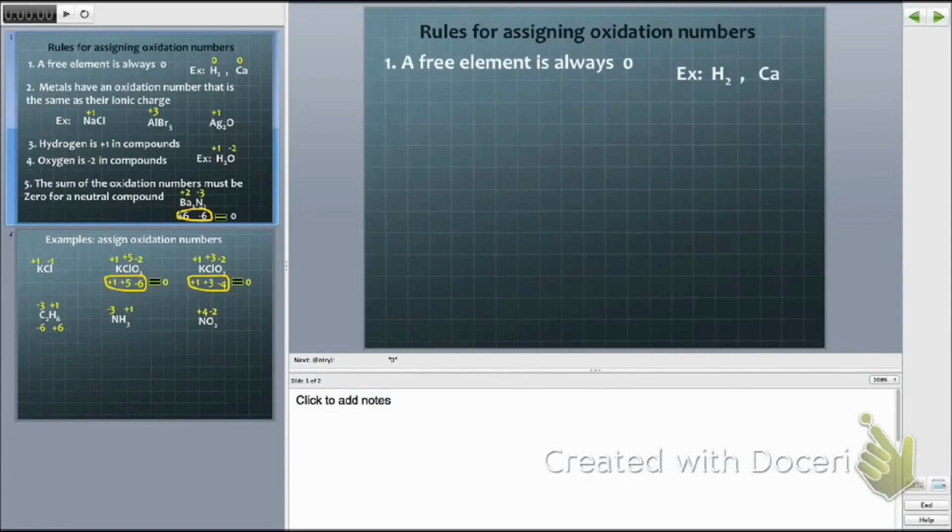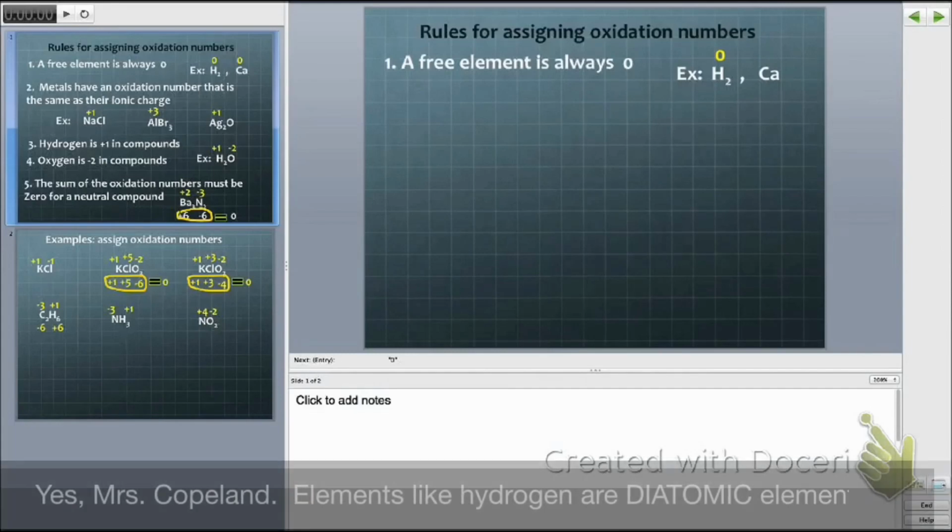So, for example, what if we had H2? What's the oxidation number on H2 going to be? Well, I guess since it's a free element, it would also be 0. But it's H2. Is it still free? Is there any other element other than hydrogen there? No. As long as there's only one element, it doesn't matter if you have multiple of the same element, it's still 0. Wasn't there a name for these? Yeah, our diatomic elements. They always have to come in pairs.